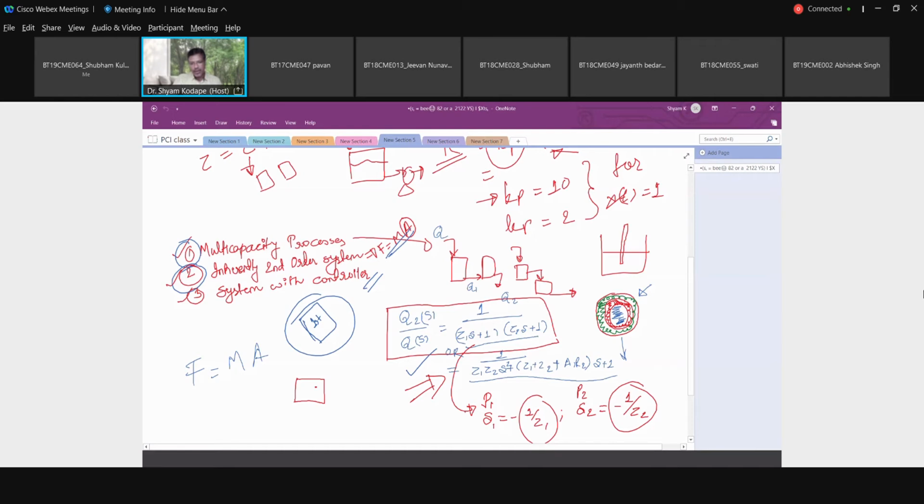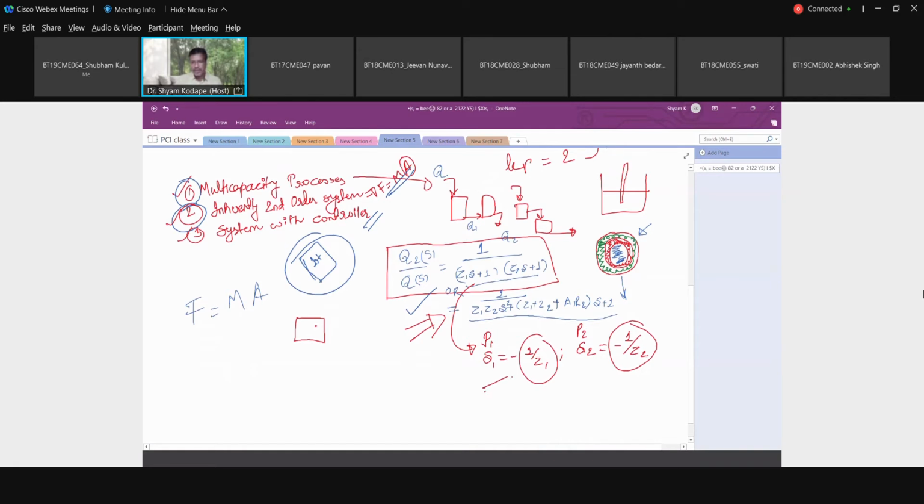See here, this I have explained earlier. S1 and S2 are P1 and P2. These are the two roots, real and distinct, when tau 1 and tau 2 are different. If tau 1 and tau 2 are the same, tau 1 equal to tau 2 equal to tau, then the roots will be like minus 1 upon tau. So this time we can say that the response may be critically damped, so this response has become critically damped.